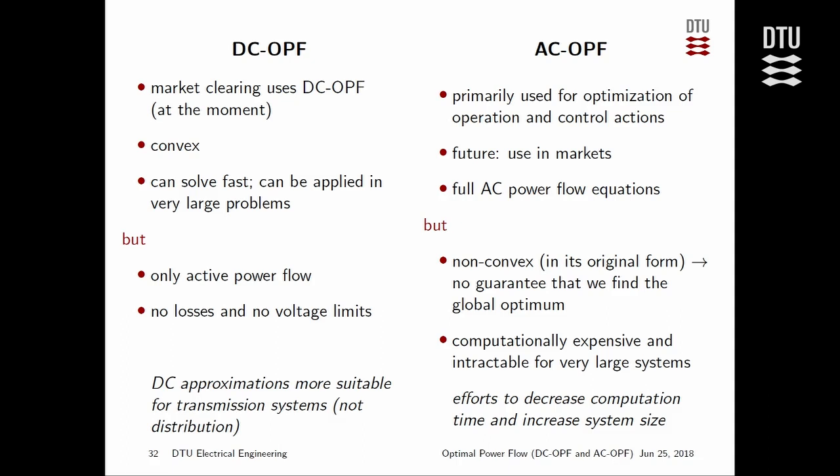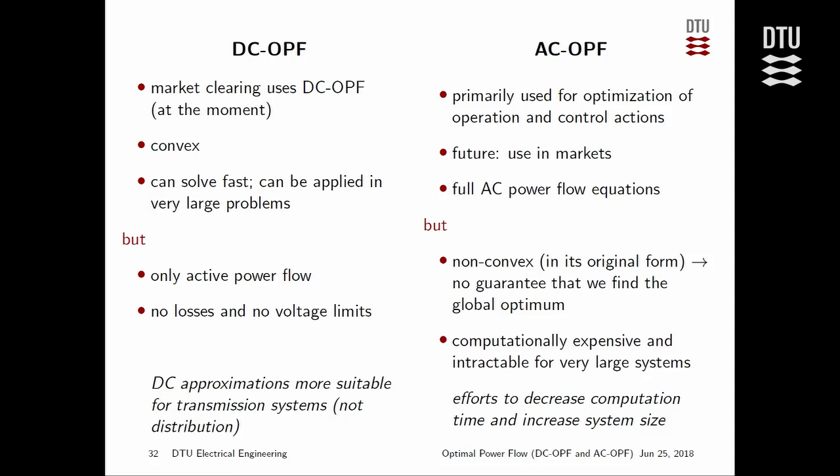The good thing with DC-OPF is that it is convex, it can be solved fast, and it can be solved for very large problems. If you solve thousands of buses with DC-OPF, probably you're going to find a solution. With AC-OPF, I've tried on my laptop, and beyond 9 to 10,000 buses, it doesn't converge. Of course, this depends on the solver and on the problem. The problem with DC-OPF is that it only models active power flow, and it doesn't include losses and voltage limits.